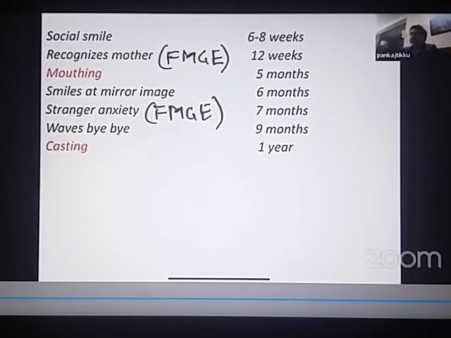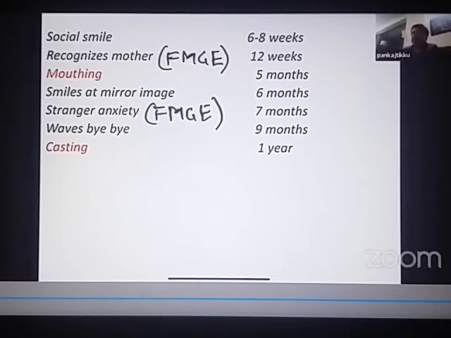When does the child start casting? What is casting? Please see this. Casting is throwing things away. So anything that comes in the hand, the child will throw it.